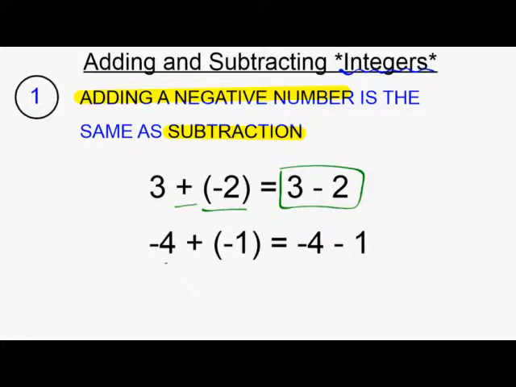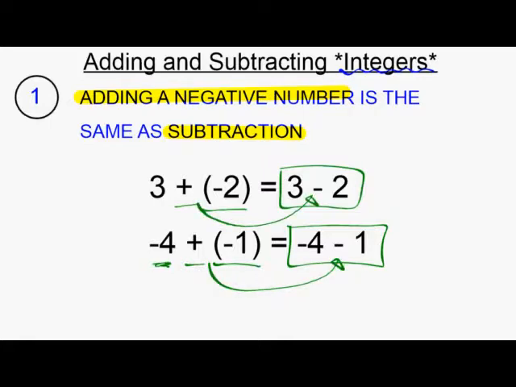It doesn't matter if that first number is negative or not. We have the addition of a negative number. That's the same as -4 minus 1. Notice adding a negative becomes subtraction. Then you can simplify those answers.